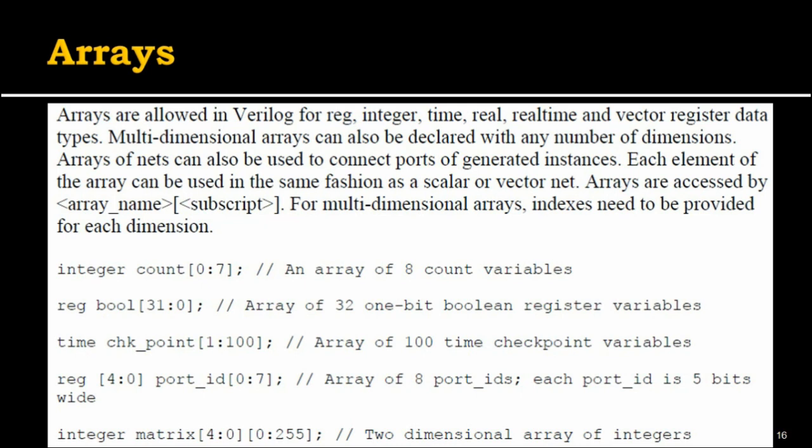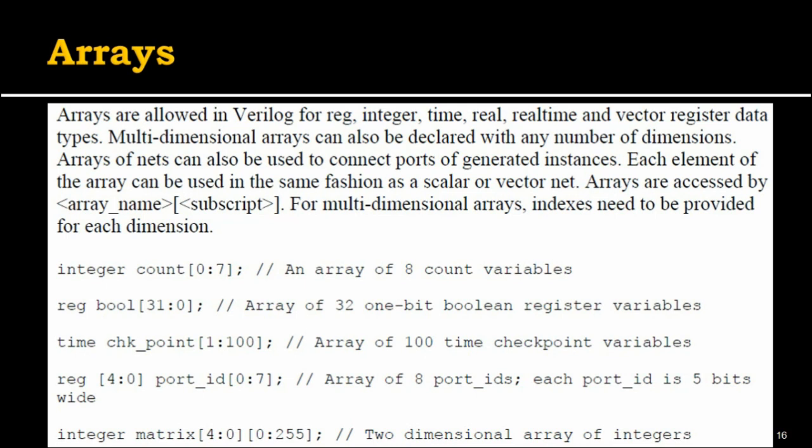Then register 4 to 0, port id 0 to 7. Here two ranges are specified. First, the register range indicates the number of bits it can store. 4 to 0 means it has a 5-bit capacity. And the port id 0 to 7 indicates it has 8 ports. So it is an array of 8 port IDs, and each port ID is 5 bits long.